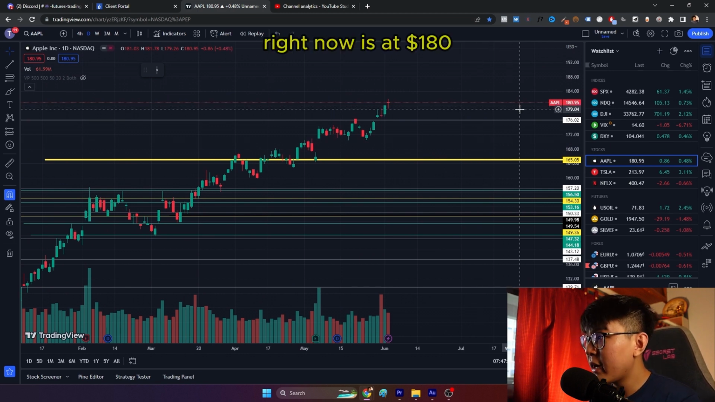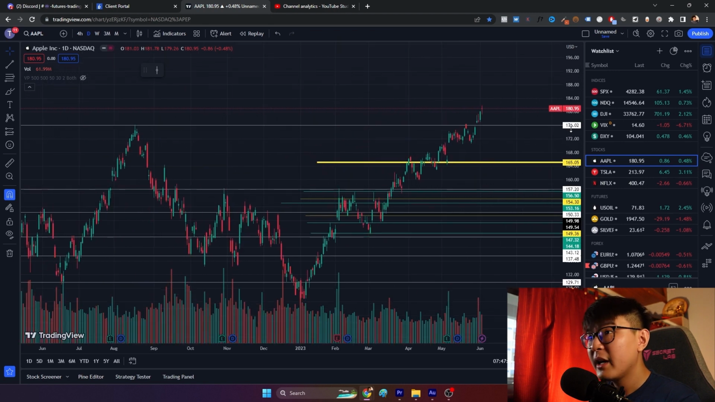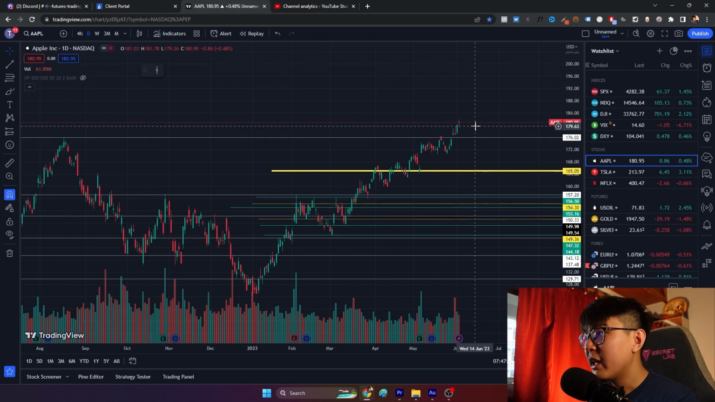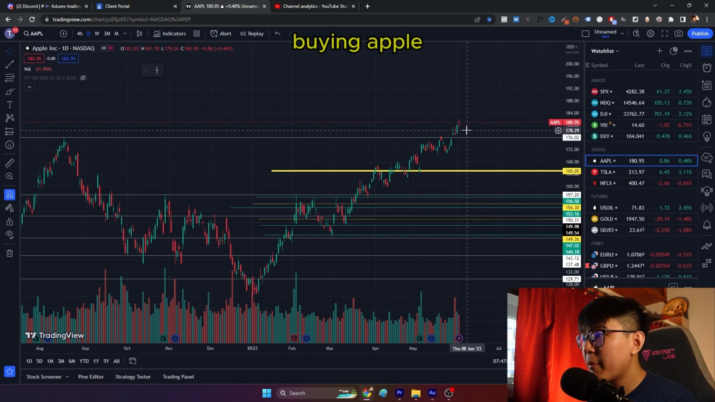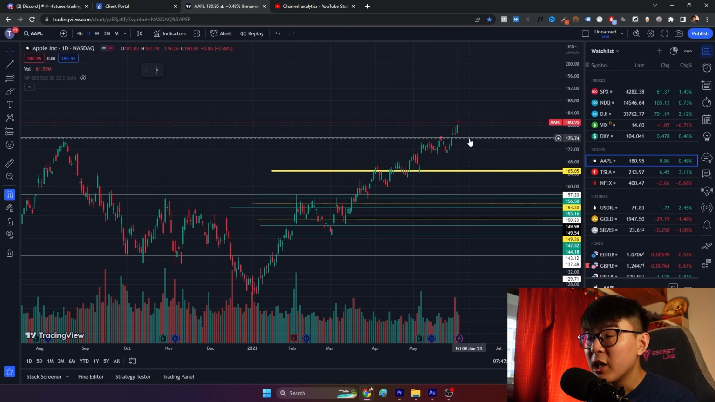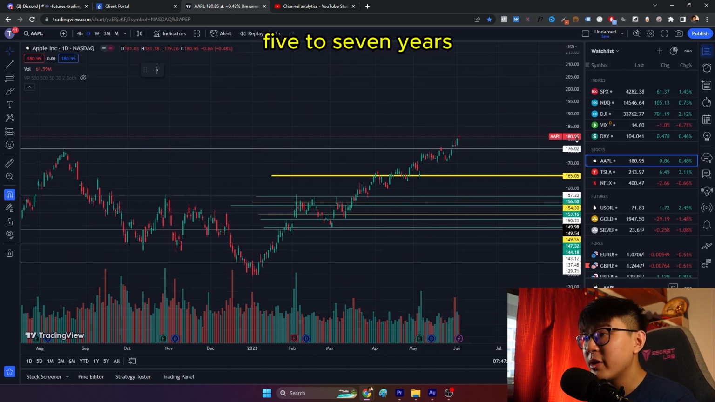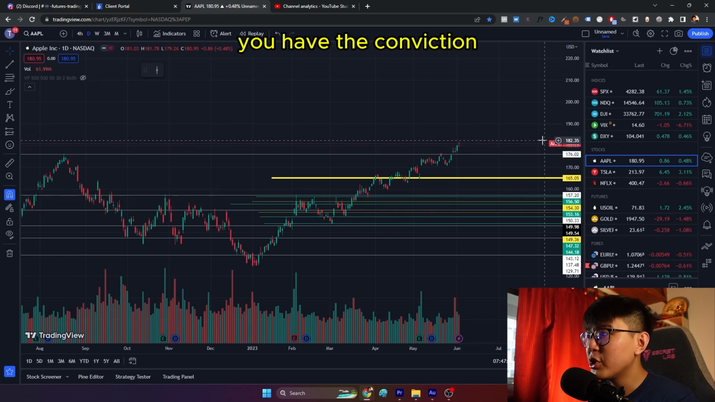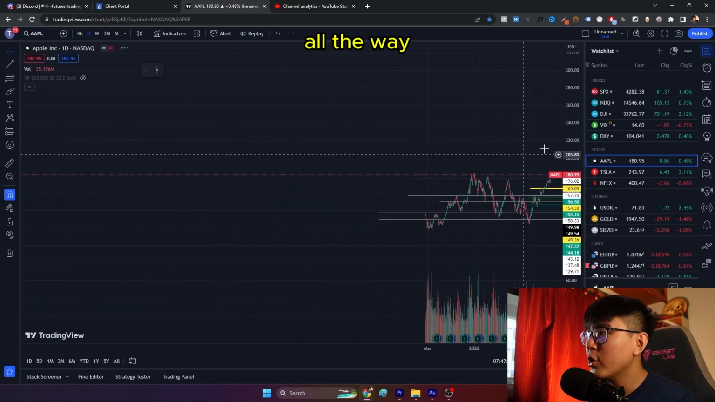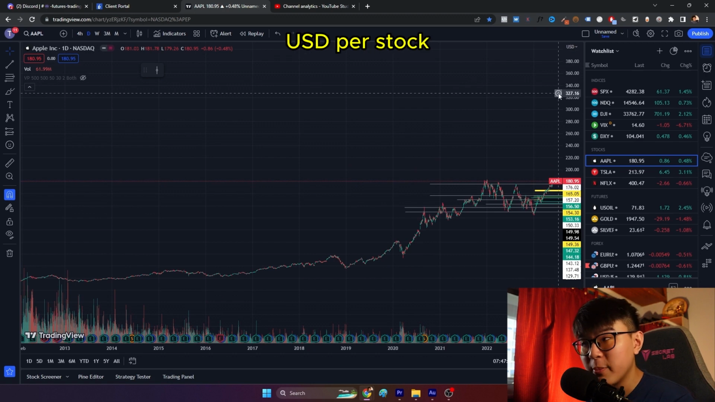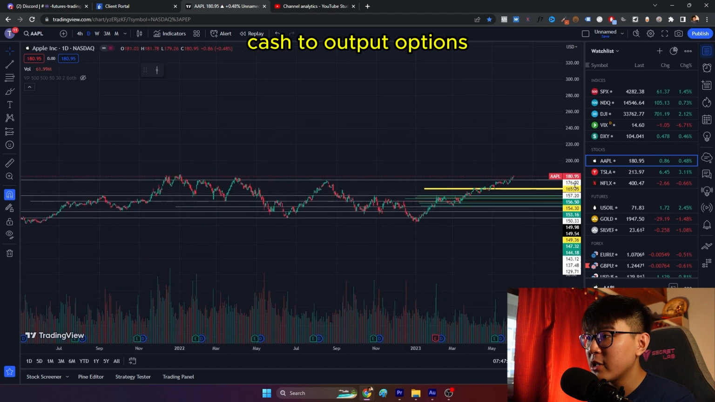The price of Apple right now is at $180, and it's actually at all-time highs. If I were to say to you, would you mind buying Apple shares at $175 if you know that over the next 5 to 7 years or 10 years, you have the conviction that Apple will actually shoot up all the way to maybe 500 USD per stock? And that's the whole reason why you buy cash secured put options.